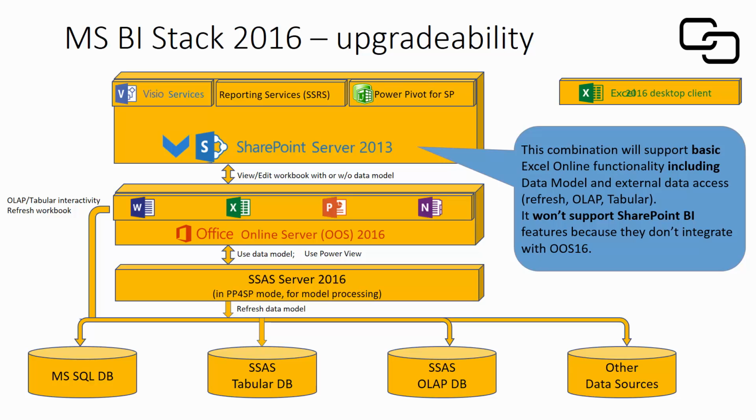What if you upgrade your Office Online Server and you do not upgrade your SharePoint Server? This configuration will work. You will be able to access external data. You will be able to work with the model, but you will not be able to leverage the functionality of the SharePoint add-ins. And this is because old SharePoint add-ins and old SharePoint Server do not integrate with the new Office Online Server. Okay, so there is no integration between the legacy 2013 version and the new version.